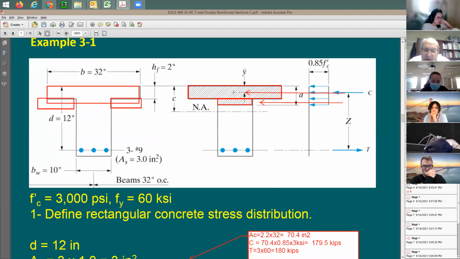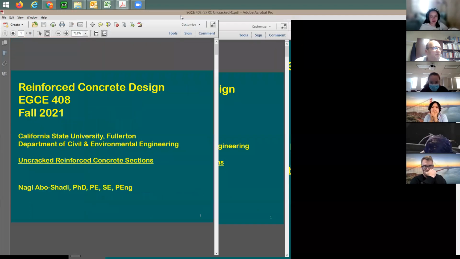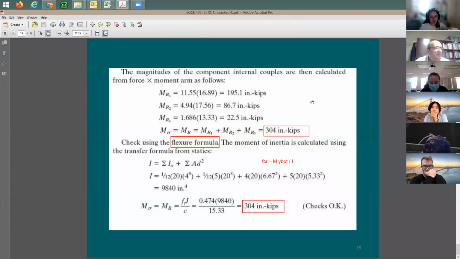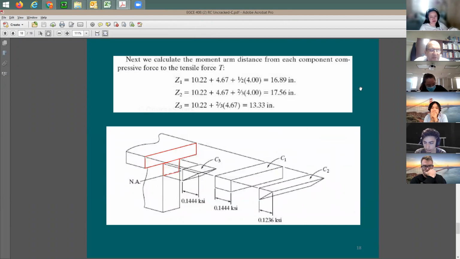Very similar to the uncracked concrete section that we have used. If you recall this design that we have done, if I may just take you back there, here's the slide set that we were talking about. And then you said that you are going to have more than 1 Z, right? What's the reason for that? Because it was really tough to find 1 resultant force for all of these compression components.